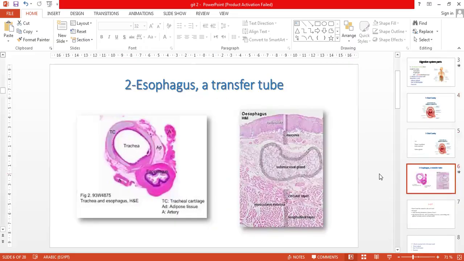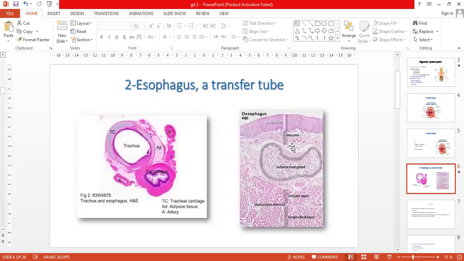After the oral cavity, there are the pharynx, then the esophagus. The esophagus is a transfer tube, which means that the esophagus doesn't contain any cells that secrete enzymes or hormones that aid in digestion. It has a non-keratinized squamous epithelium, a thick protective epithelium, and its submucosa, the layer under the epithelium, contains submucosal mucus glands, which secrete mucus that helps in lubrication of the food.